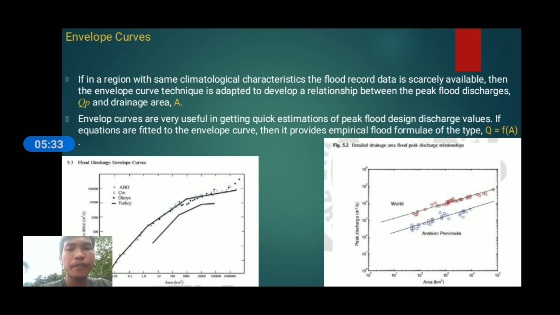Envelope curves. If in a region with the same climatological characteristics the flood record data is scarcely available, then the envelope curve technique is adopted to develop a relationship between the peak flood discharge QP and the drainage area A. Envelope curves are very useful in getting quick estimations of peak flood design discharge values. If equations are fitted to the envelope curve, then it provides empirical flood formulae of the type Q equals CA to a power. So, these are flood discharge envelope curves.